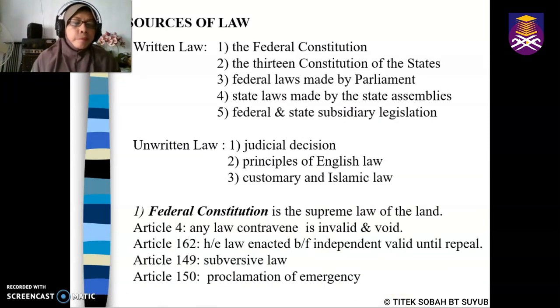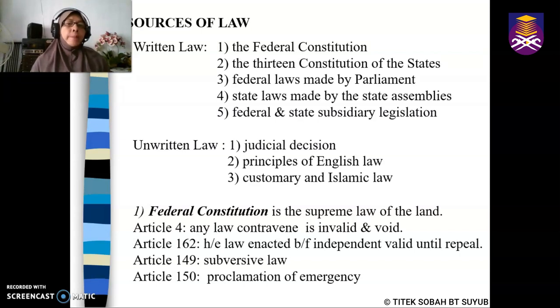This is the sources of law. We are going to look at what laws we use in Malaysia as our sources. Actually we have two main sources, which are the written law and the unwritten law. Written law is law whereby we can identify the bodies, organization or person which made the law, which enacted the law. Meaning these bodies have been given power to enact law. We can identify who the maker of the law is. So this is known as written law.